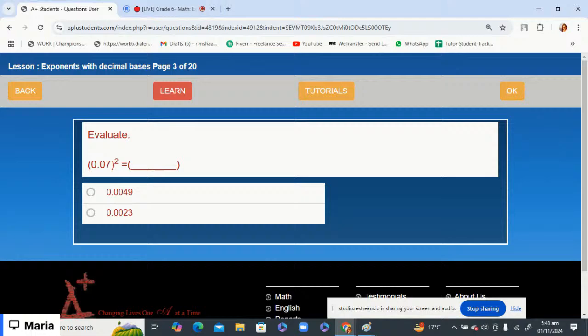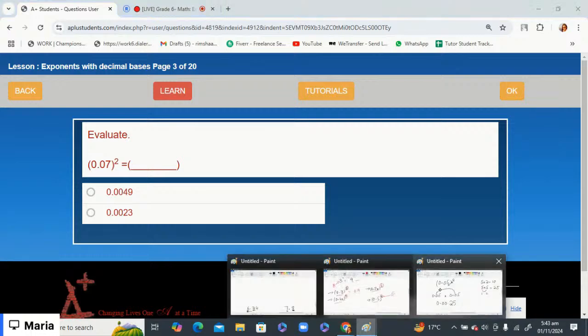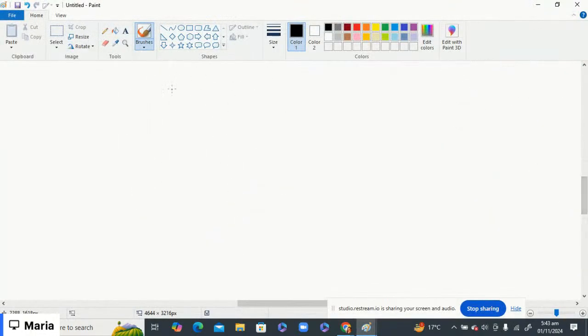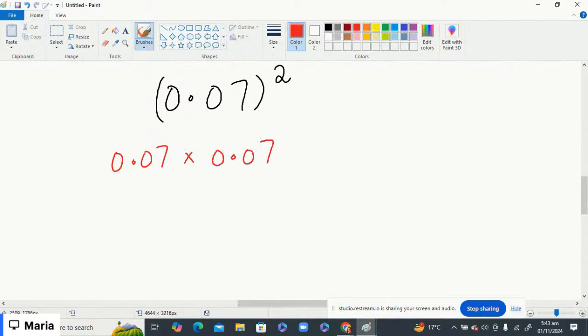So 0.07, 0.07 whole power 2. So let's solve this question. We are going to put 0.07 then times 0.07 again. Very well done. Okay, now you guys tell me the answer of this one this time. I'm not writing the answer here. You guys tell me the answer. Okay?